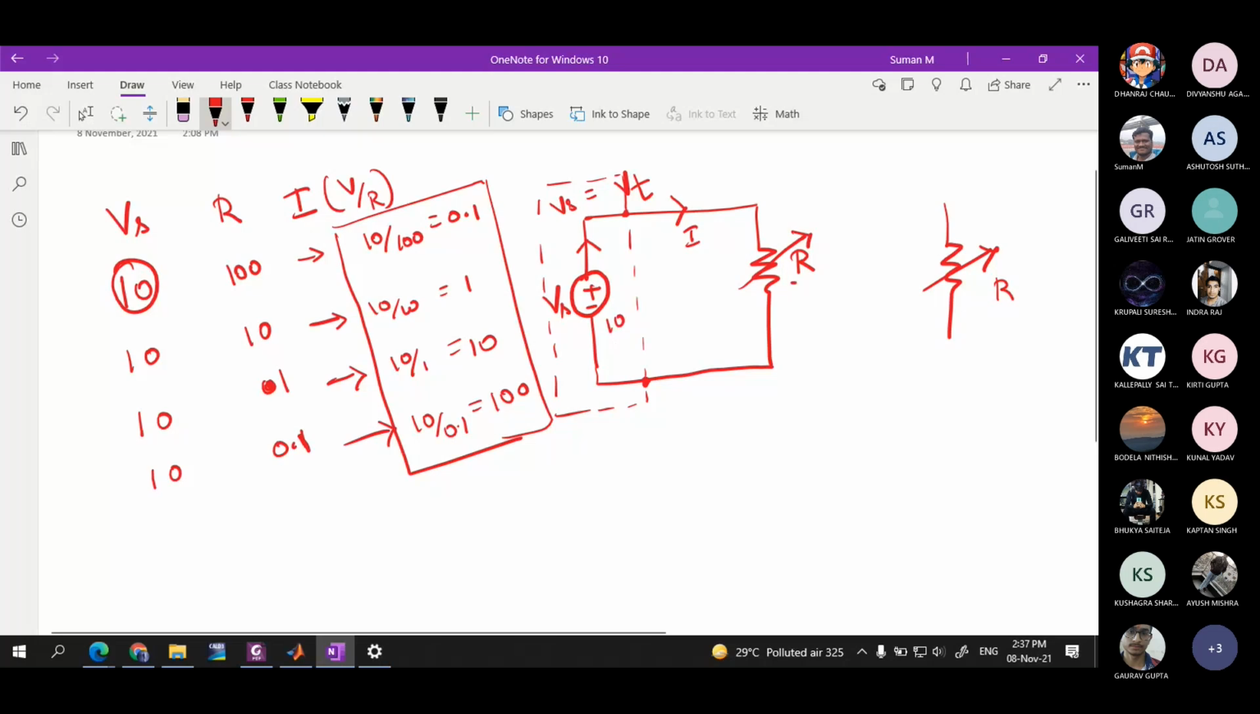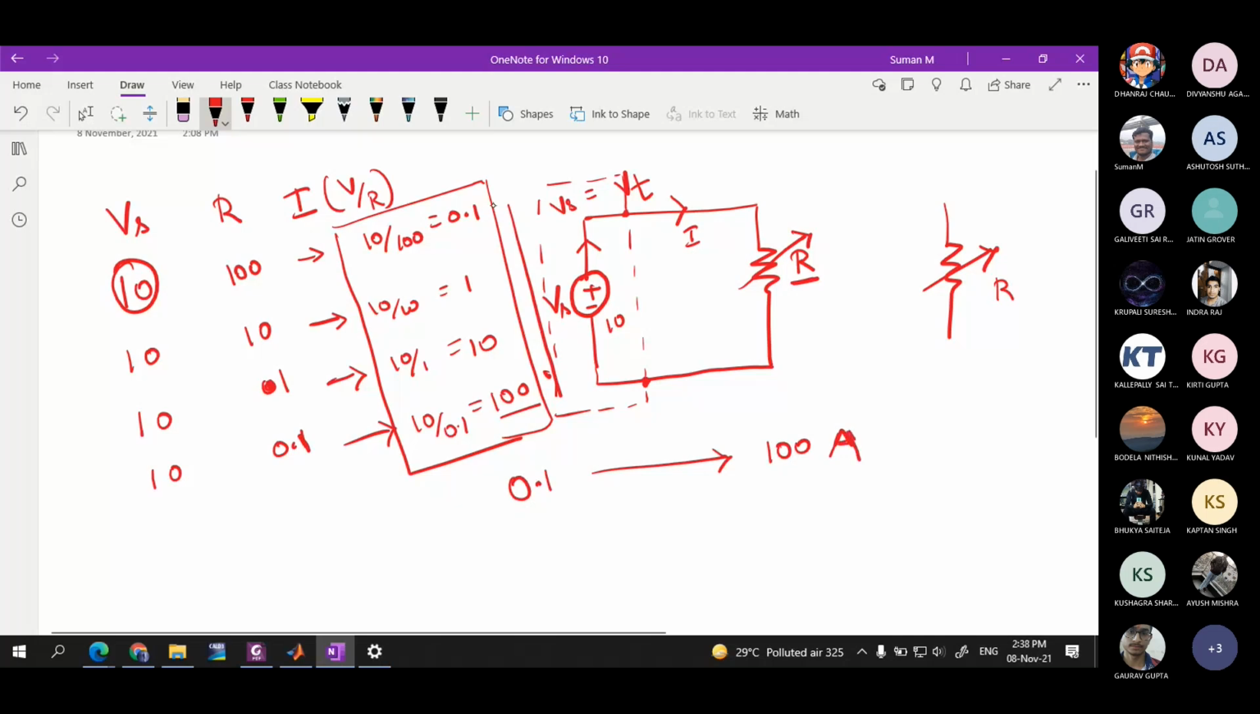If you change the resistance value, the current is going to flow, right? If you give some resistance, some current will flow. If you change the resistance, accordingly the current will change. You can see here that the current is increasing. Initially it was 0.1 ampere, and later for the final resistance of 0.1 ohm, you are getting 100 ampere through this path. So this is an ideal independent voltage source.